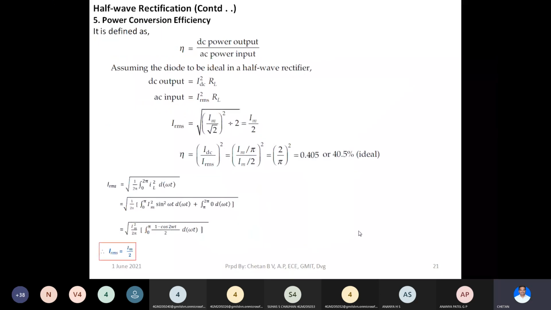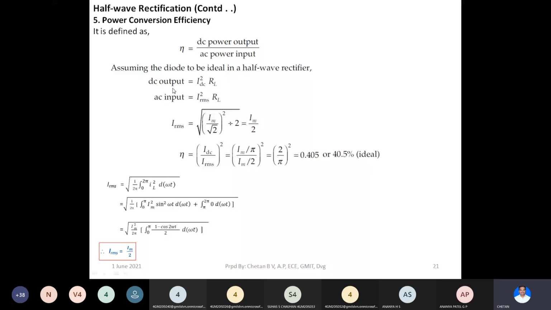Next, we have discussed power conversion efficiency. This conversion efficiency is defined by this ratio, which is DC output power divided by AC power input. DC output power can be defined by this simple equation, which in general is I square into R. Here it is IDC square into RL. Why have I taken IDC? Because it is DC output. AC input power is IRMS square into RL.